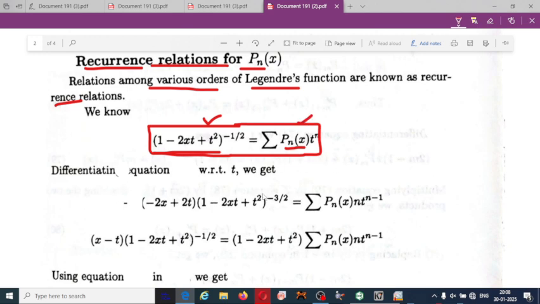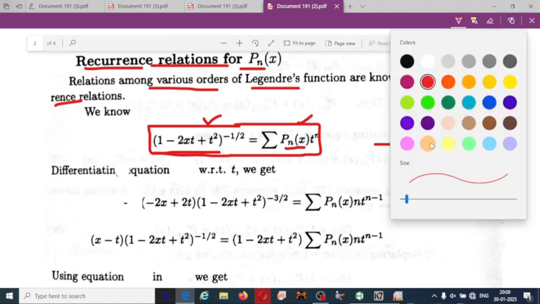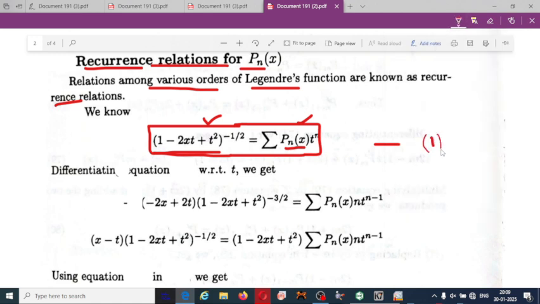Next, we have to differentiate this equation with respect to t. Whatever recurrence relations there are, we can obtain with the help of the generating function by differentiating with respect to t and x. So first let us differentiate with respect to t. Let us consider this equation as 1. Differentiating equation 1 with respect to t, here (1 minus 2xt plus t square) is there, and on the RHS, Pn of x t to the power n.